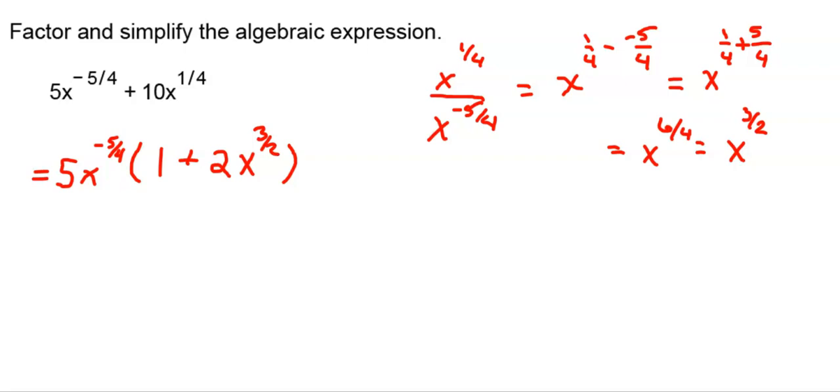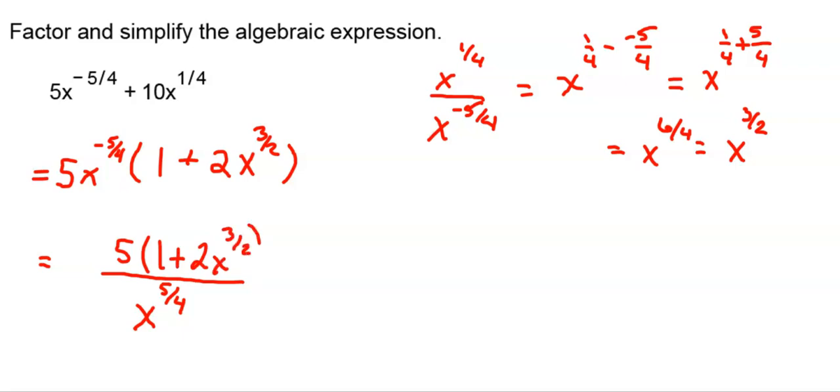One more step and we'll be done. We have a factor that has a negative exponent on it, and that's the x to the negative 5/4. To simplify this, we need to take that x to the negative 5/4 and move it down to the bottom of the fraction so that it has a positive exponent. The 5 does not have a negative exponent, and the 1 plus 2x to the 3/2 also does not have a negative exponent. So we've got our final answer.